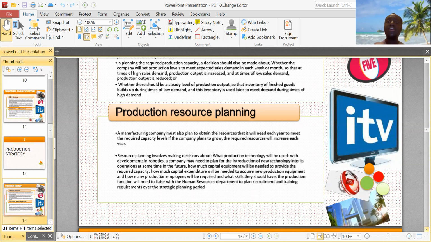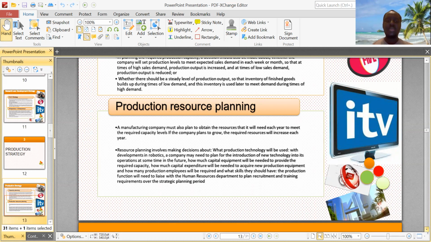So here you are talking about resources. The resources you need each year to meet the capacity levels. So what are some of the resources? The capital equipment, the capital expenditure, the employees, and even the technology. These are all resources. The production function will have to liaise with the human resource department to plan recruitment and training requirements over the strategic planning period, because it will need employees to be able to support that capacity. I hope it's making sense.